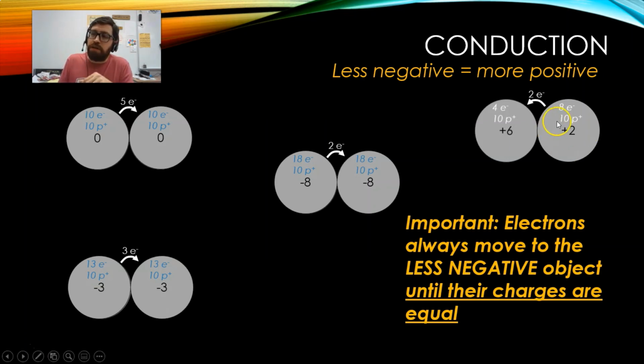So if 2 electrons go over here to the -6, we want to end up at the same charge, and what is in between +6 and +2 is 4. So this one gains those 2 electrons, so we end up with 6 and 10. This one loses 2 electrons, so we end up with, again, 6 and 10, leaving us at +4, +4. So this is conduction. Charge transfer by touch, end up with the same charge.